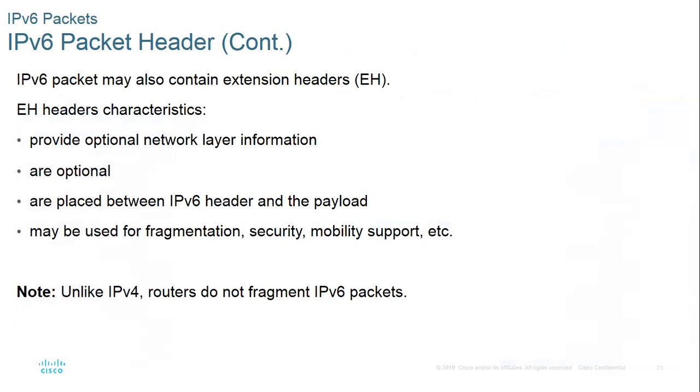Just a few words about the extension headers, which provide optional network layer information. They are optional and they are placed between the IPv6 header and the payload. They might be used for fragmentation, for security, for mobility support, etc. But even if fragmentation is defined within the RFC, within this protocol document, it's not recommended to do fragmentation with IPv6.